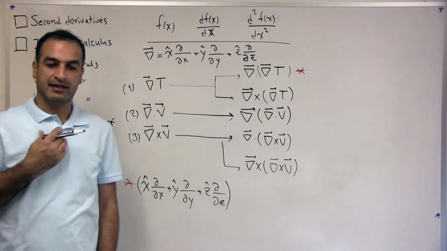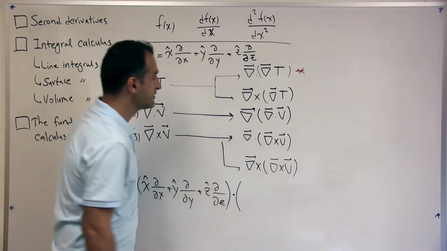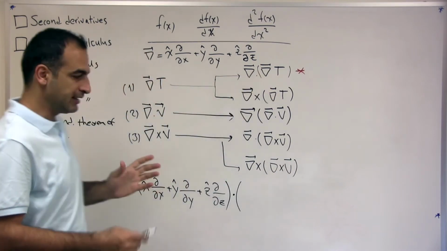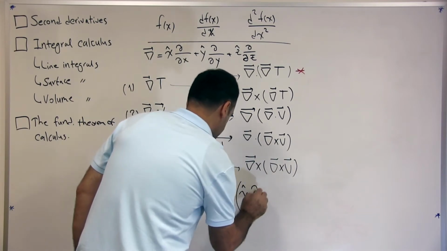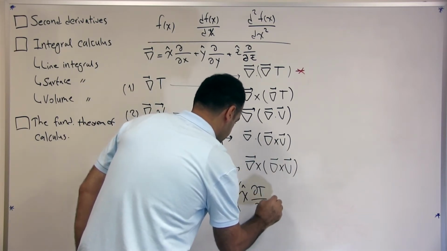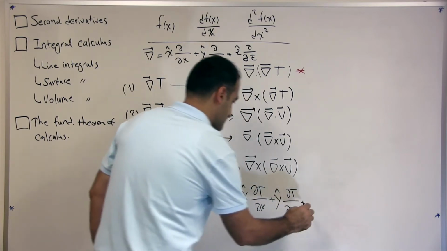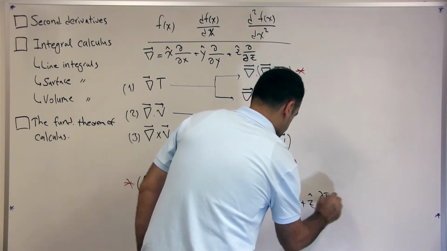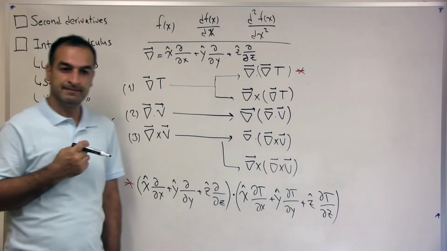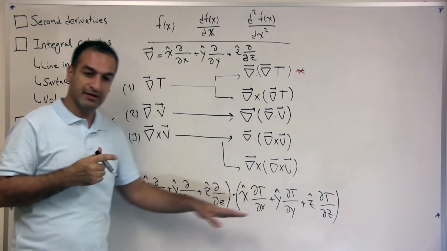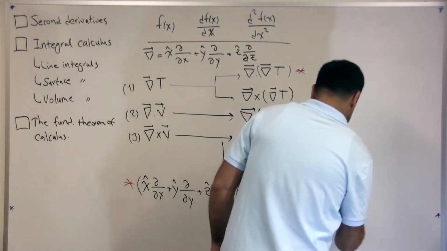Okay, sounds good. So this is the del operator, and I do the dot product times now the gradient of T. It has 3 components again, and then we have x hat times dT over dx plus y hat dT over dy plus z hat dT over dz. Looks good? But it's very long. Doesn't look that good, but we can simplify this very easily.